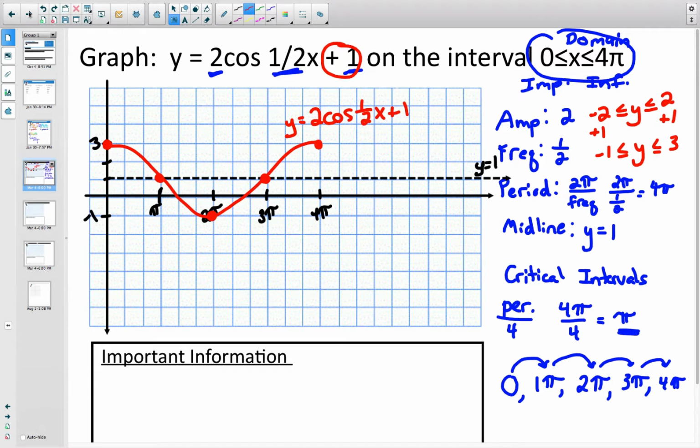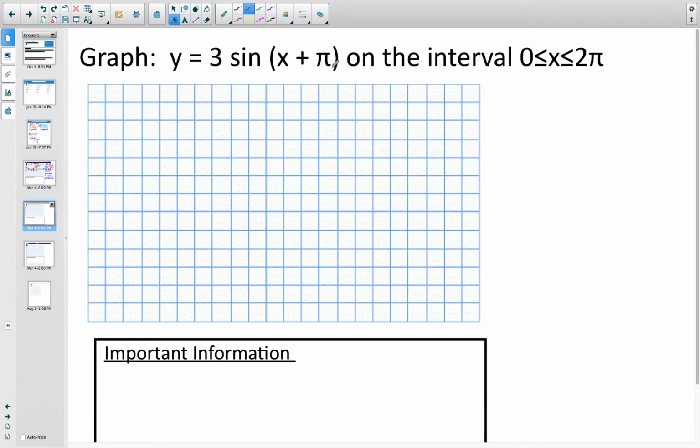Okay. Let's look at another. This one we want to graph y equals 3 sine of x plus pi. Okay. If we're adding something inside the parentheses here, that means that it's a phase shift, so left and right, which could be a little bit more challenging. So let's take a look.